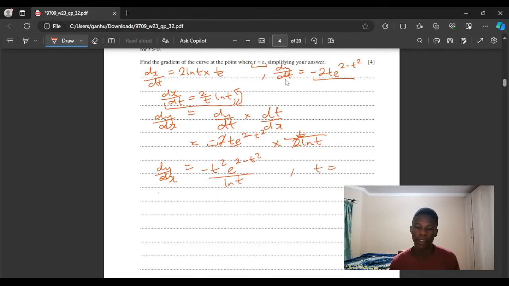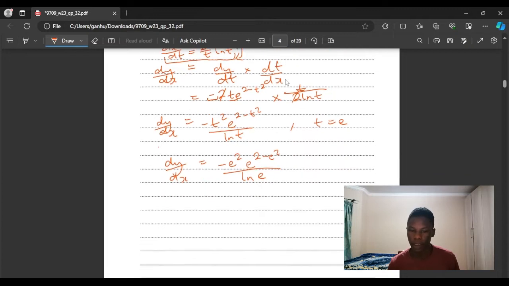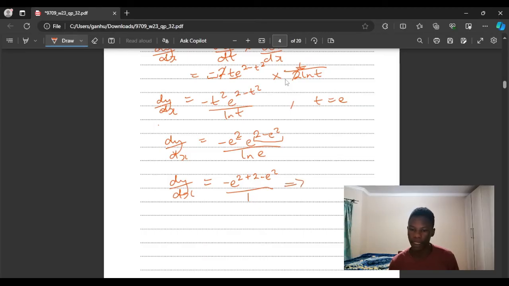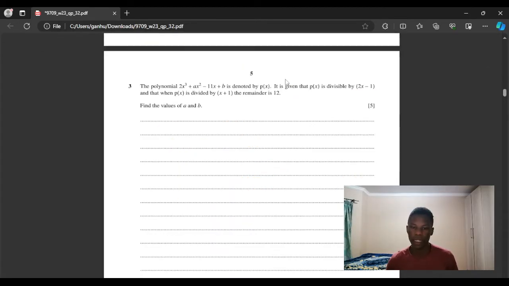And we're told to find the gradient at t is equal to e. So let's substitute t with e. This becomes negative e squared times e to the power 2 minus e squared over ln e. So we can use laws of indices in the numerator, and this becomes negative e to the power 2 plus 2 minus e squared over ln e. Cancel out the inverse functions, so that becomes 1, and this simplifies to negative e to the power 4 minus e squared, and that's our final answer.